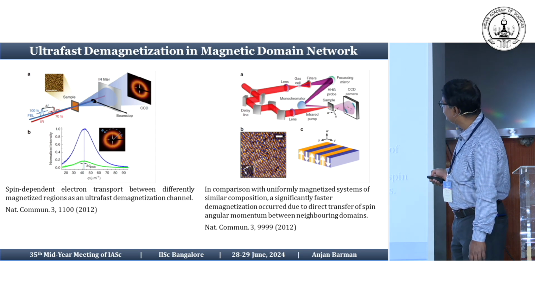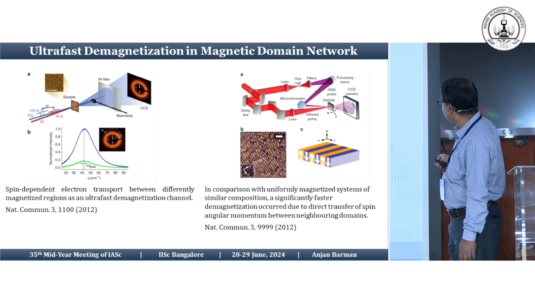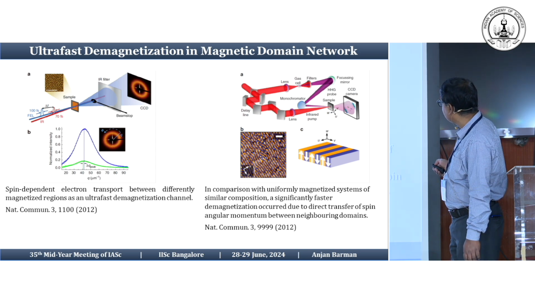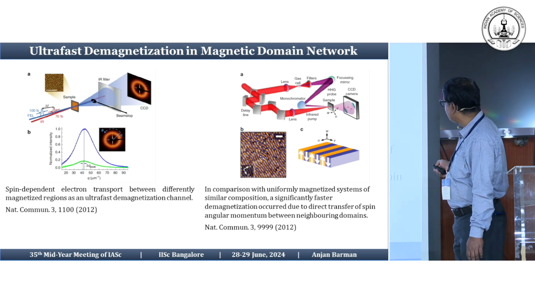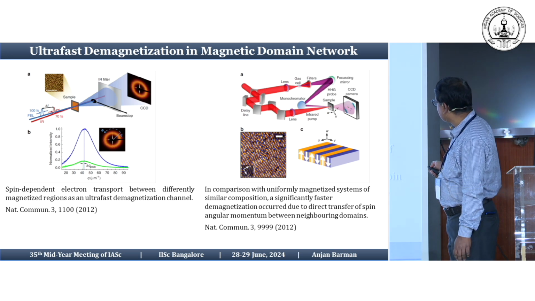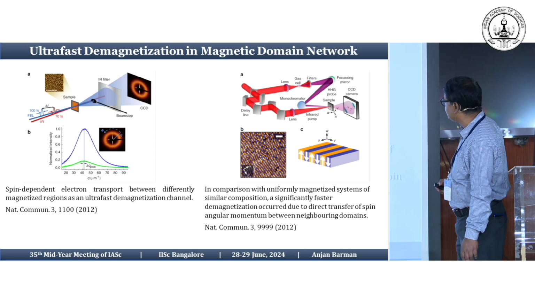And there one can see that if you have a domain wall in the system, then the domains of two opposite spins can act as two different spin channels. Like this can be the up spin channel and the down spin channel. You can call this the majority and the minority spin channel.